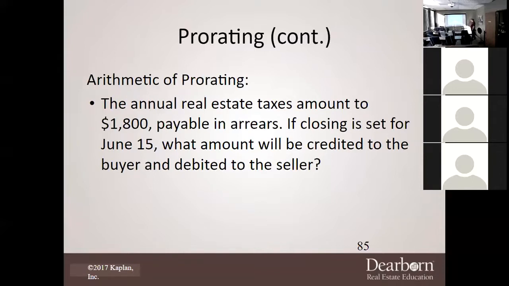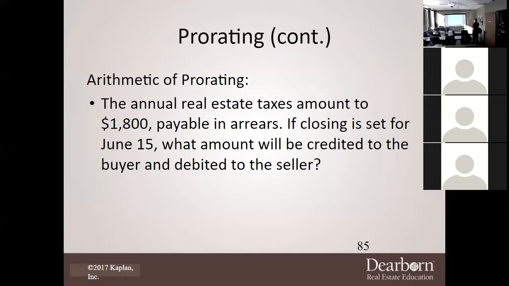The arithmetic of prorating: the annual real estate taxes amount to about $1,800. It's payable in arrears. And what's that mean, Miss Linda, when we talk about arrears? Arrears means what? Paid for the previous period. You're not paying your taxes for 2021, you're paying your taxes for 2020. Right. So arrears means in the past, not in the future. If the closing is set for June 15th, what amount will be credited to the buyer and debited to the seller? Now, guess what here, guys and gals?